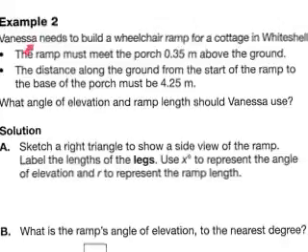It says here, Vanessa needs to build a wheelchair ramp for a cottage in Whiteshell. The ramp must meet the porch, 0.35 meters above the ground, and the distance along the ground from the start of the ramp to the base of the porch must be 4.25 meters. So what angle of elevation and ramp length should Vanessa use?